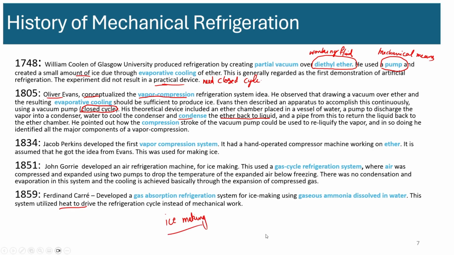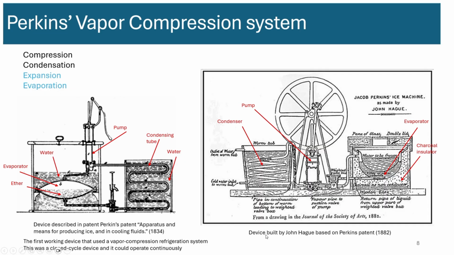It was not meant directly for storage of food or like a refrigerator that we see today. They were using this method to make ice, and then ice could be used for food preservation or consumption later on. So the device described by Perkins in 1834 has these components.